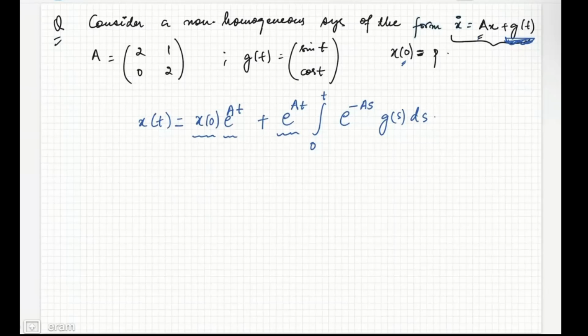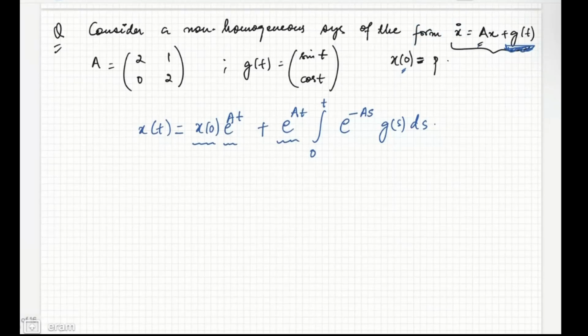So what are the things that we have to calculate? The only important thing that needs to be calculated is this state transition matrix e to the power At. And since we have already solved so many problems of the state transition matrix, you can easily now calculate e to the power At. And once you have calculated, you have to do this integration part.